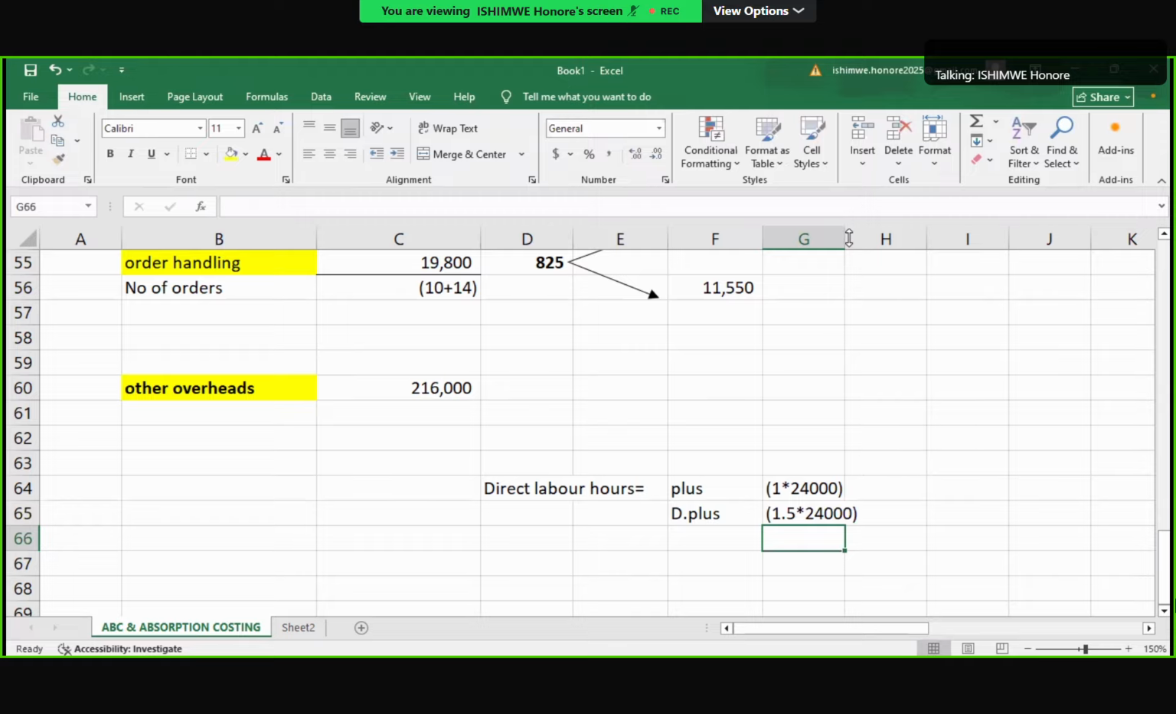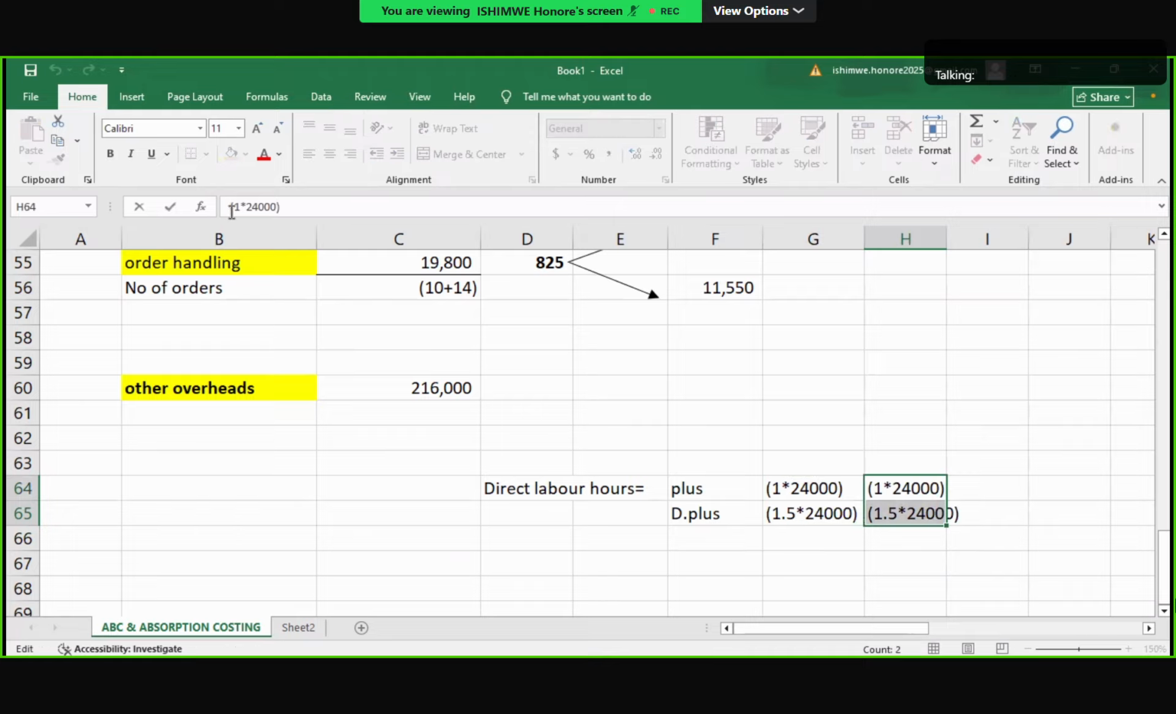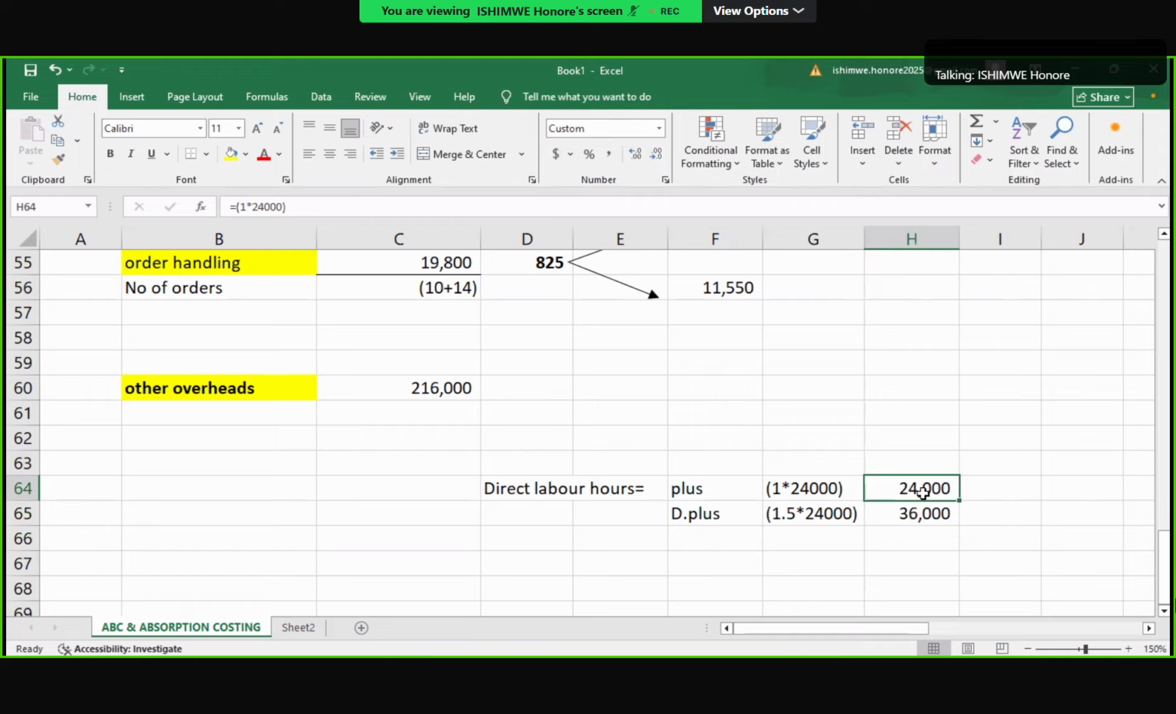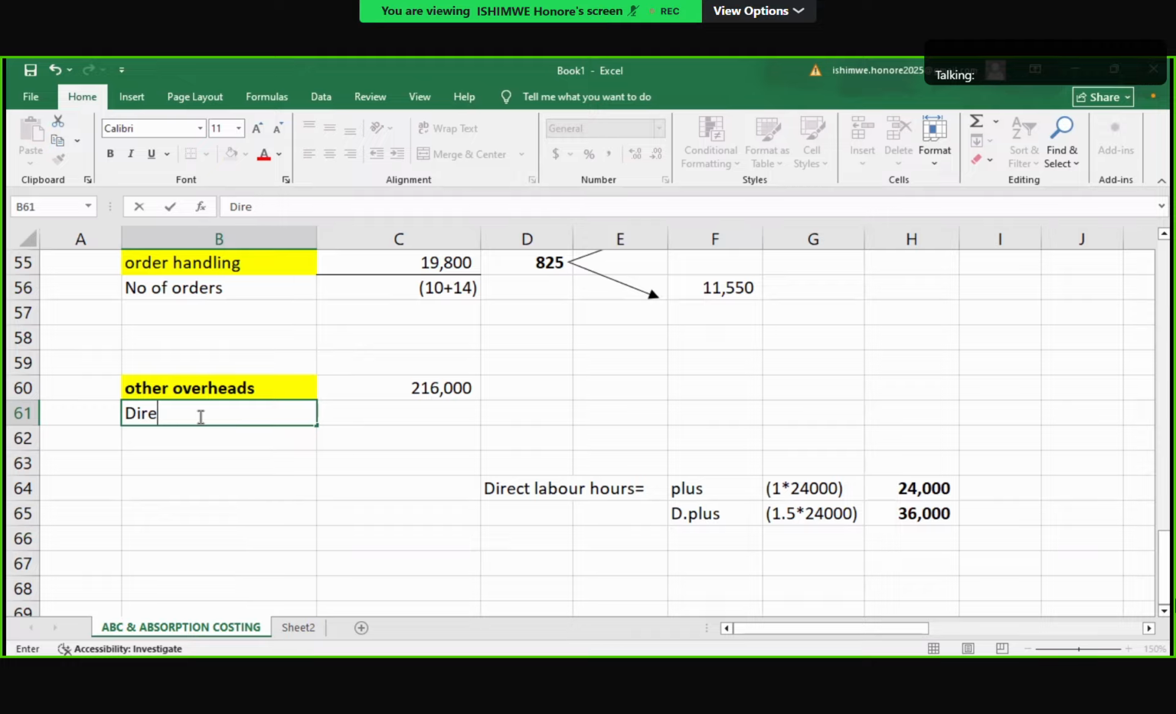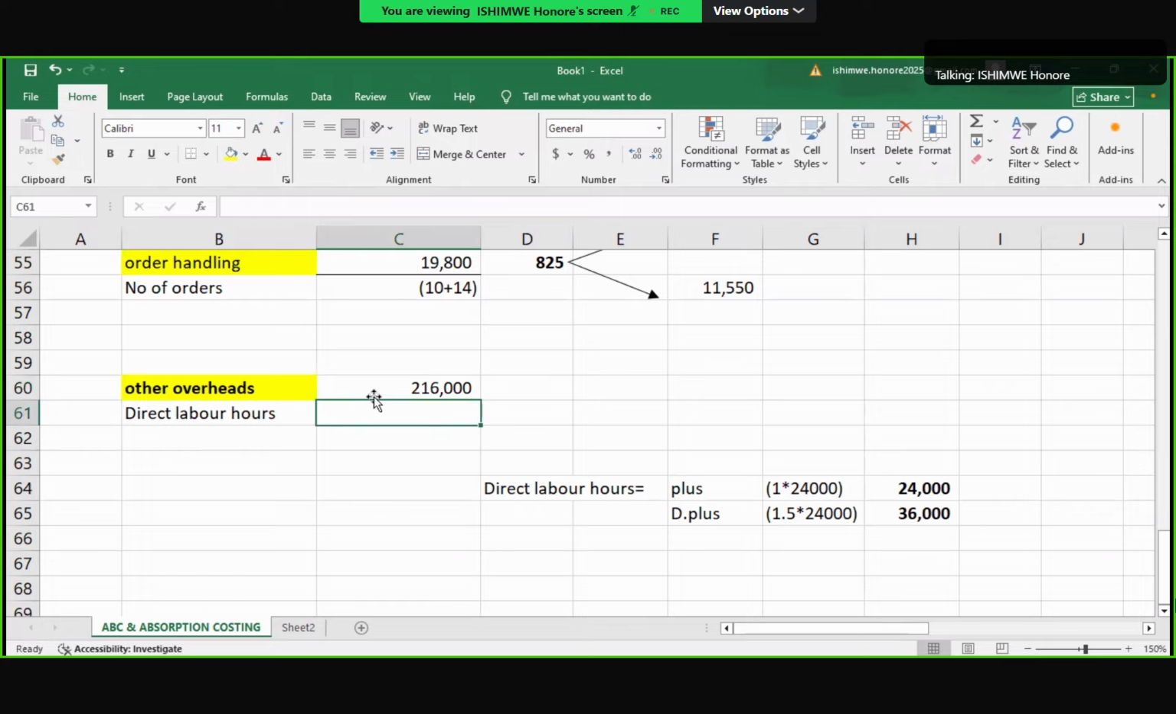So the answer, this is the answer we have here. This is the solution. So 24,000 plus 36,000 is what I get as direct labor hours. And they say here I have to use direct labor hours. In the direct labor hours, you get it. So we see it is 24,000 plus 36,000.